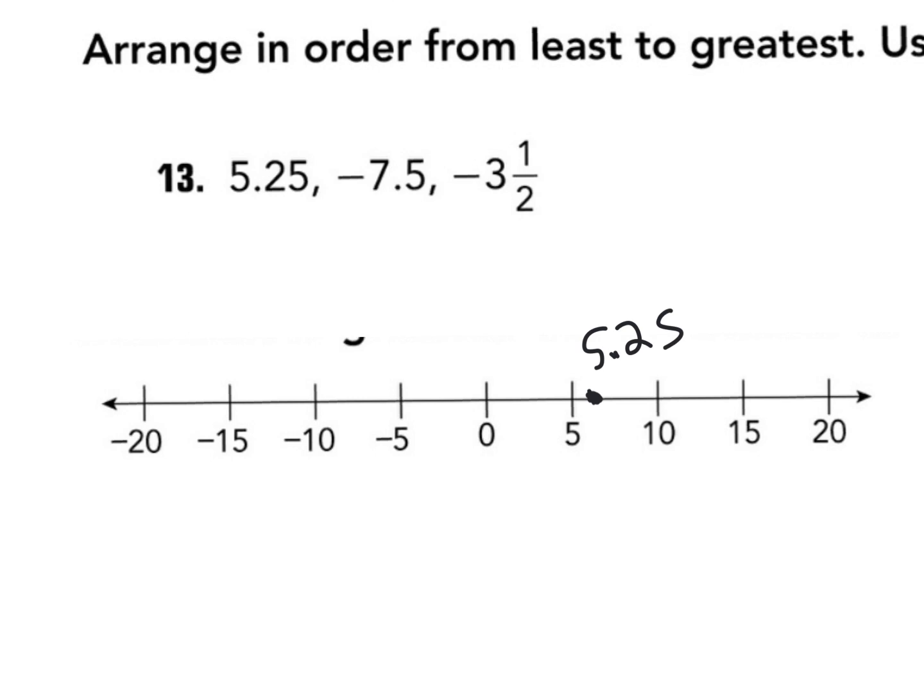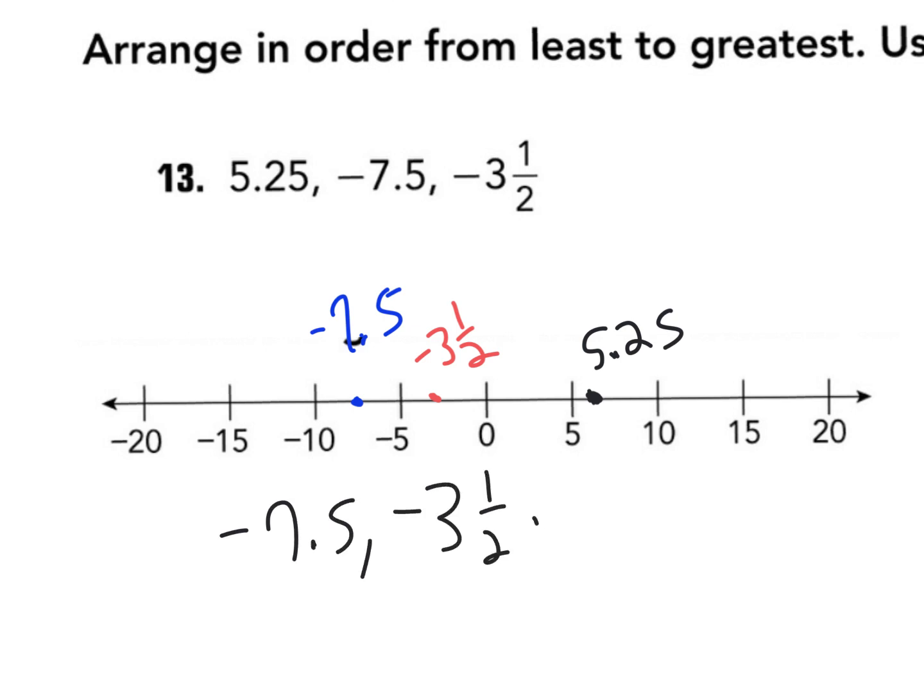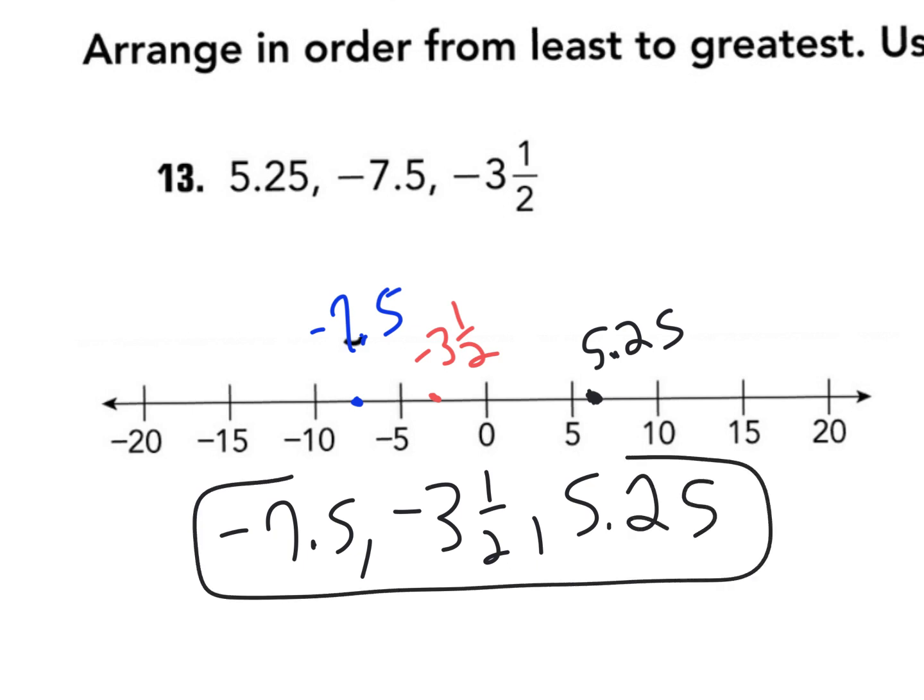-7.5 is between -5 and -10. It's actually right in between them, halfway between those two. And then -3.5, we're not quite to -5 yet, so -3.5 would be here. So least to greatest would be negative 7.5, negative 3.5, and 5 and 25 hundredths.